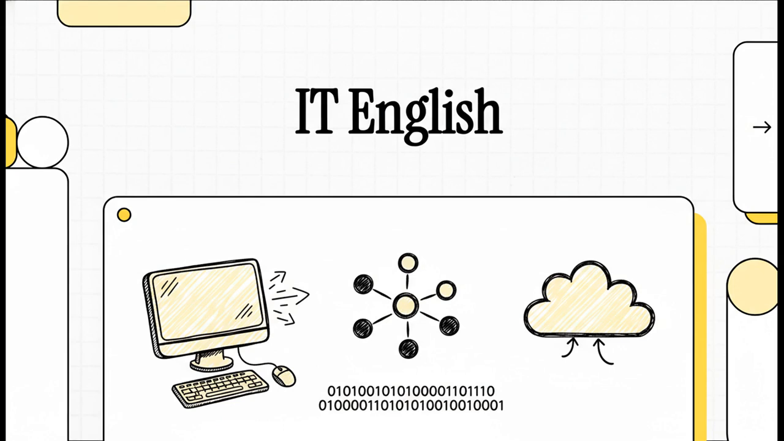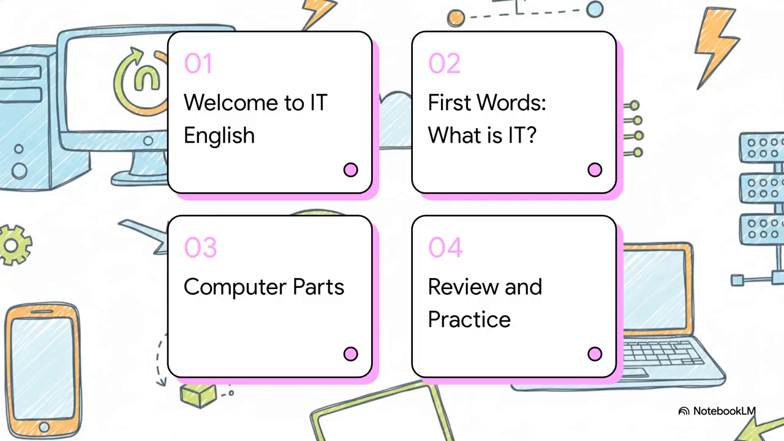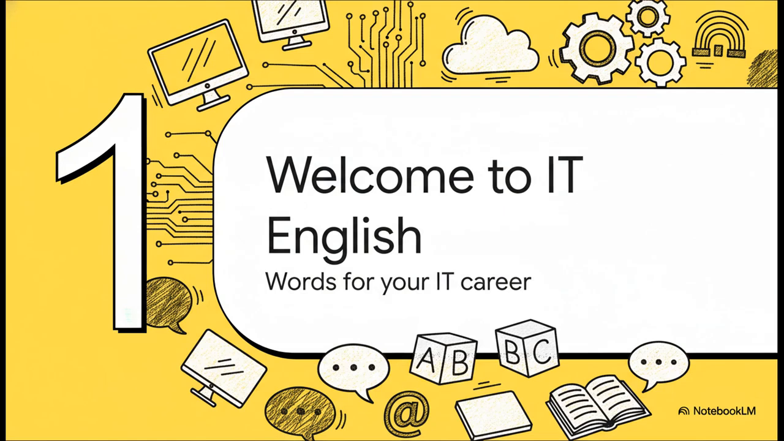In this explainer, we are going to learn some very important English words for information technology, or as we call it, IT. Are you ready? Okay, let's begin. So, our lesson today has 4 parts. First, a little welcome. Then, we are going to learn our first words about IT. After that, we'll look at the different parts of a computer. And finally, we will review and you will get to practice. All right, let's jump right in.